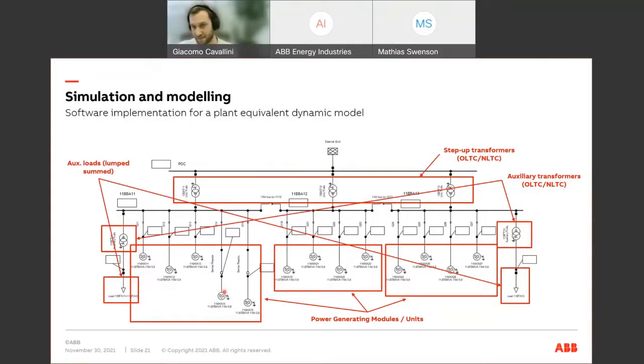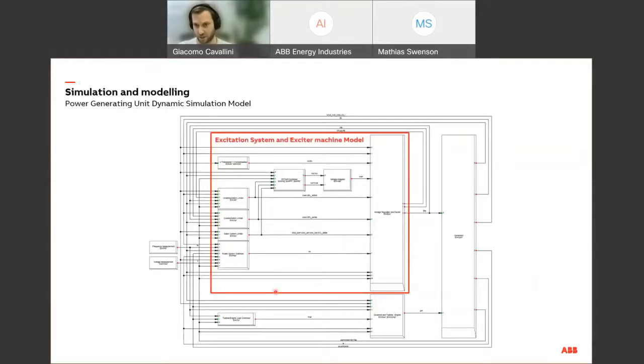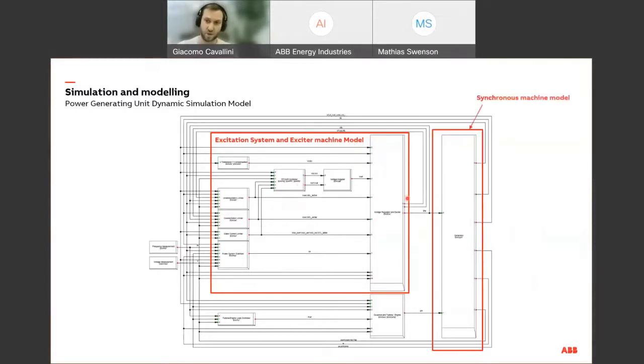Here, it seems like just a synchronous machine. Unfortunately, it's not. That power generating unit is made up of simulation models. Here, of course, we have the voltage regulation on one side: the excitation system and exciter machine mathematical model. We have the synchronous machine model, and we have, for example, governor and turbine models and controls. This is normally the frame of a power generating module. There can also be the protection relay together with it. It depends on how the company makes it, or how it is made by different consultants or different companies.